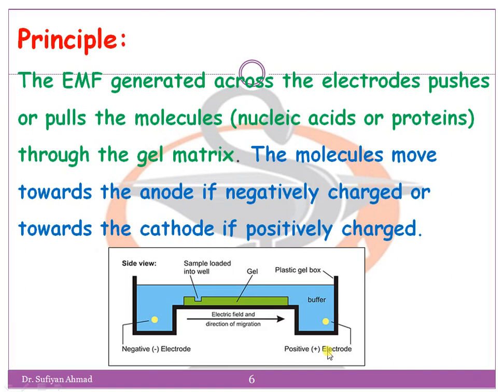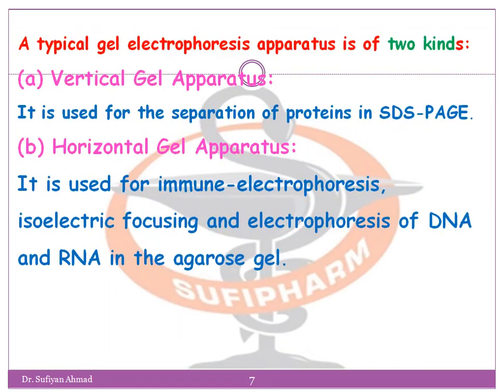A typical gel electrophoresis apparatus: there are two kinds of gel electrophoresis apparatus, vertical and horizontal. The vertical is used for the separation of proteins in SDS-PAGE, and the horizontal gel apparatus is used for electrophoresis of DNA and RNA in agarose gel.